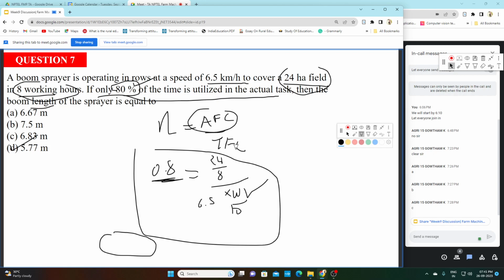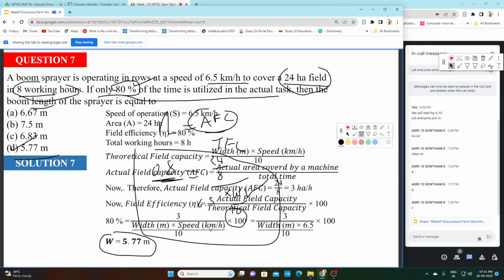Now TFC, what is TFC? TFC is S into W by 10, where S is the speed and W is the length or width of the machine. By this we can find out the width of the machine. So the width of the machine will come as 5.77 meter. So this has been solved for you, and W is coming 5.77 meter.